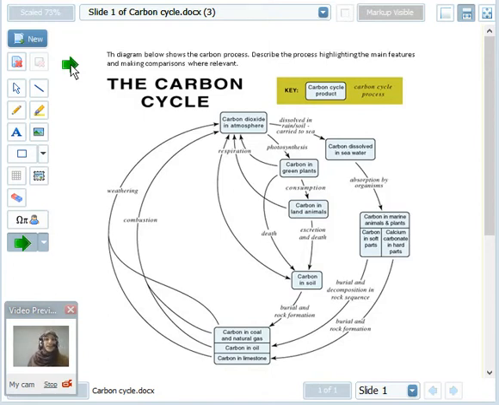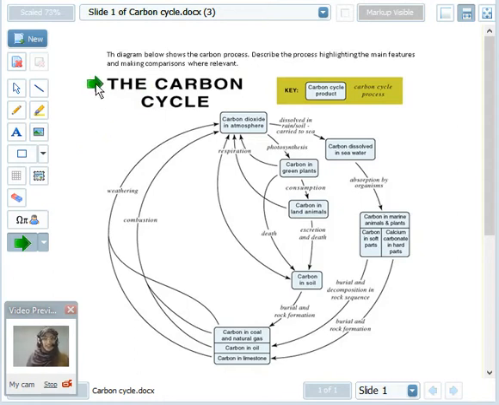So it says the diagram below shows the carbon process. Describe the process, highlighting the main features and making comparisons where relevant. Again, let's go back to this question here. Comparisons where relevant. It means if you should be making comparisons, make them. If you shouldn't, don't, because it might not be relevant. If it is though, please do and make those comparisons. Good idea. Okay, so let's have a look at this.